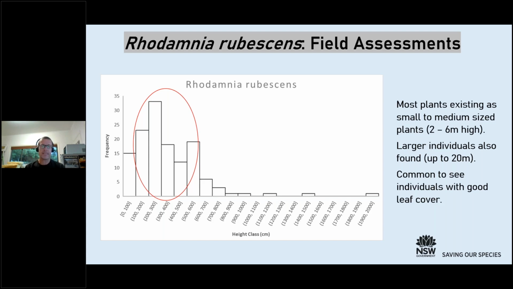For Rhodamnia rubescens, we also do still find plants that look relatively healthy, so a good level of leaf cover. Sometimes when you first see them, they don't look like they've been impacted much. But we know from other observations that these plants, if they're flowering and setting fruit, are often not containing any viable seed.